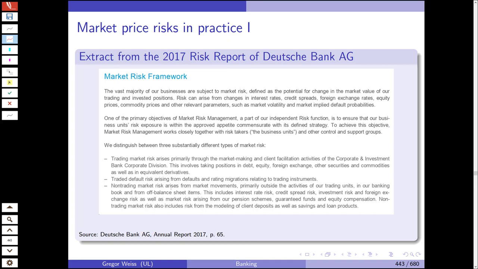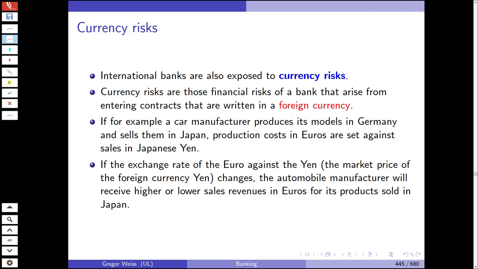It's not that clear what is meant by this. Actually, you can start with currency risk. If you have financial positions in a foreign currency, you're exposed to currency risks, obviously. For example, if you're a car manufacturer and you produce models in Germany and sell them in Japan, you have production costs in euros that are set against sales in Japanese yen. And if the exchange rate for the euro against the yen changes, the automobile manufacturer will receive higher or lower sales revenues. And this could be favorable or it could also be detrimental to you. So a very easy remedy would be simply to move production to Europe or to Japan and eliminate currency risk altogether.